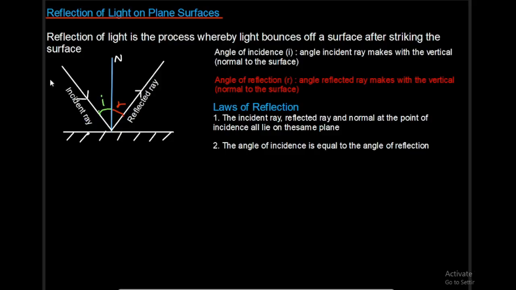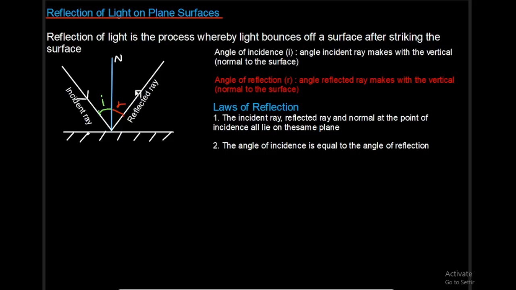The ray that strikes the surface is known as the incident ray. This is our incident ray. And then the ray that bounces off the surface is known as the reflected ray. This one bounces off the surface, so it is called the reflected ray.